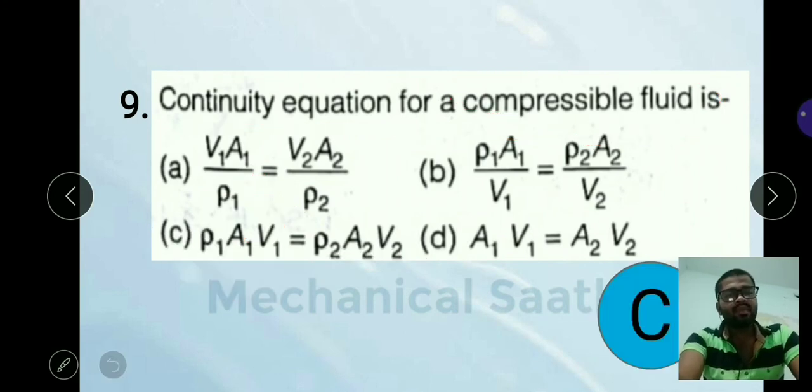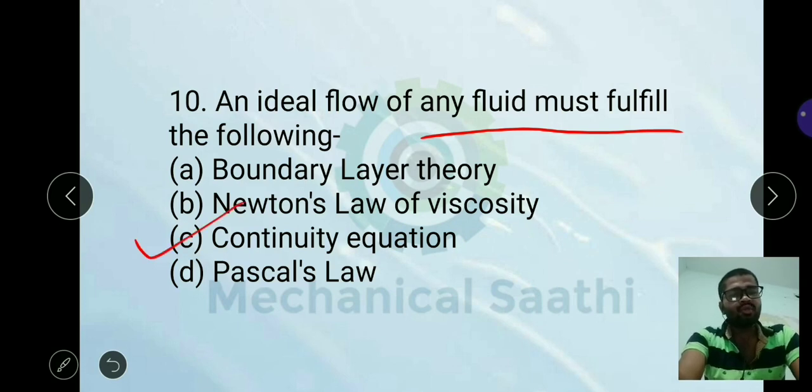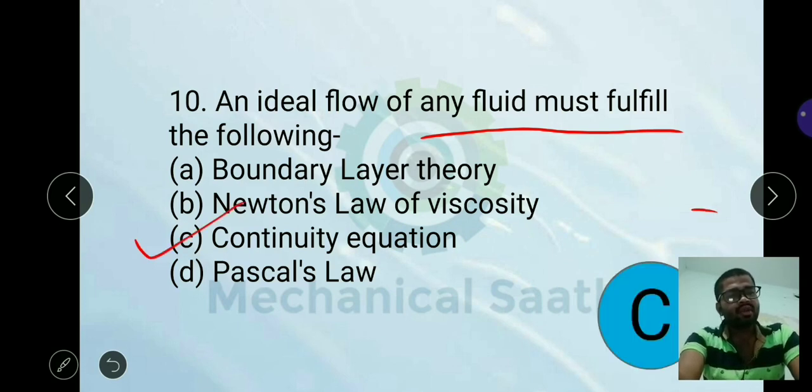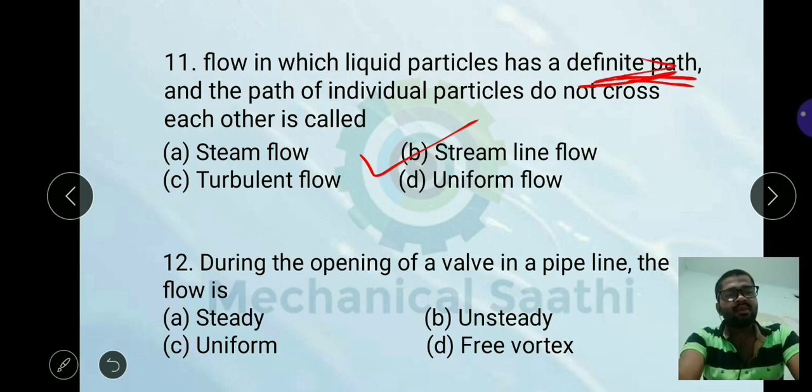Moving next, an ideal flow of any fluid must fulfill what? We already discussed that, so option C will be correct here. Moving next, flow in which liquid particles have a definite path and the paths of individual particles don't cross each other is called streamlined flow. So if there is a definite path and the paths of individual particles don't cross each other, then that is known as streamlined flow.